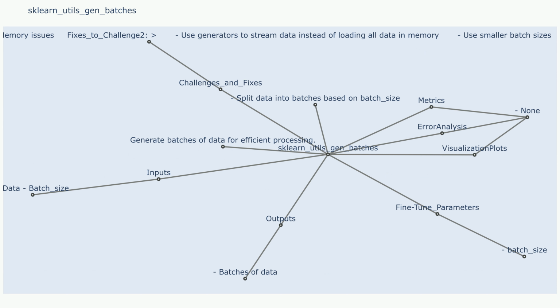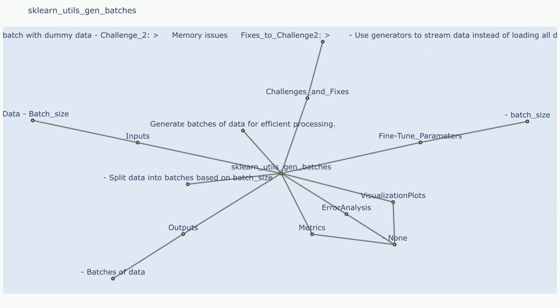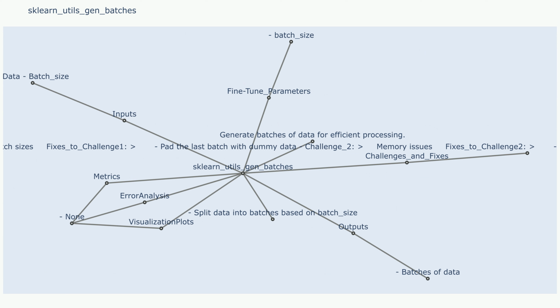Challenges and fixes: Challenge 1: insufficient memory for large datasets. Sample use case: when working with extremely large datasets that cannot be loaded into memory entirely, processing in batches is essential. However, if the batch size is too large, it can still lead to memory issues. Fixes: reduce the batch size, decrease the number of samples per batch to minimize memory consumption. This might increase the number of iterations but can prevent memory overflows.